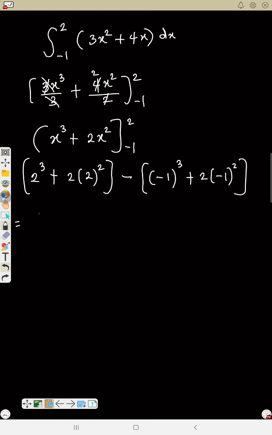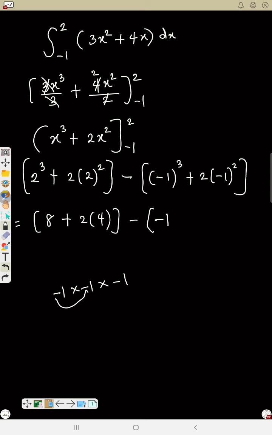So this will become 8 plus 2 raised to power 4, then minus, how do we get that? 2 raised to power 3 is 8. That is 2 in 3 places, 2 times 2 times 2, that is 8. Then 2 square is 4, that is 2 times 2 is 4. Now minus 1 raised to power 3 is minus 1, because that is minus 1 times minus 1 times minus 1. Minus times minus is plus. Plus times minus is minus. Then 1.